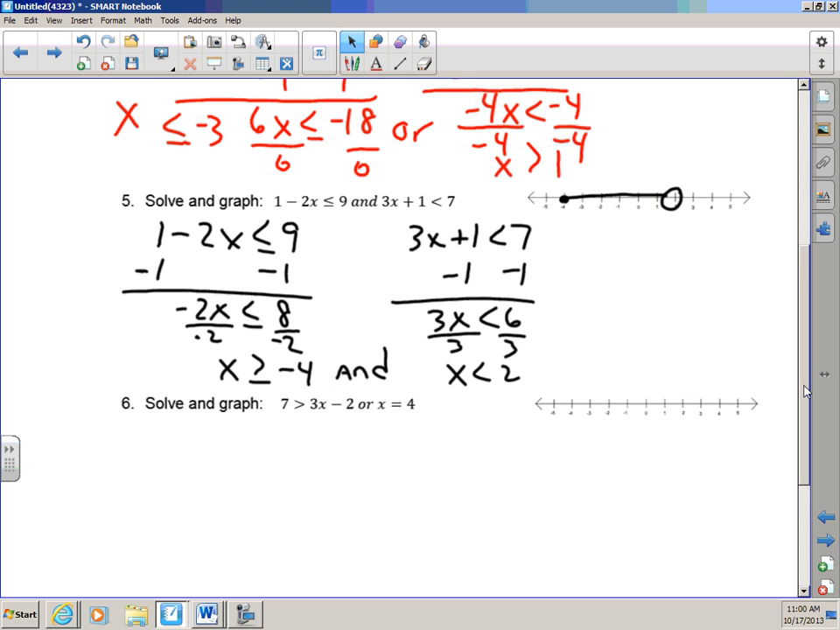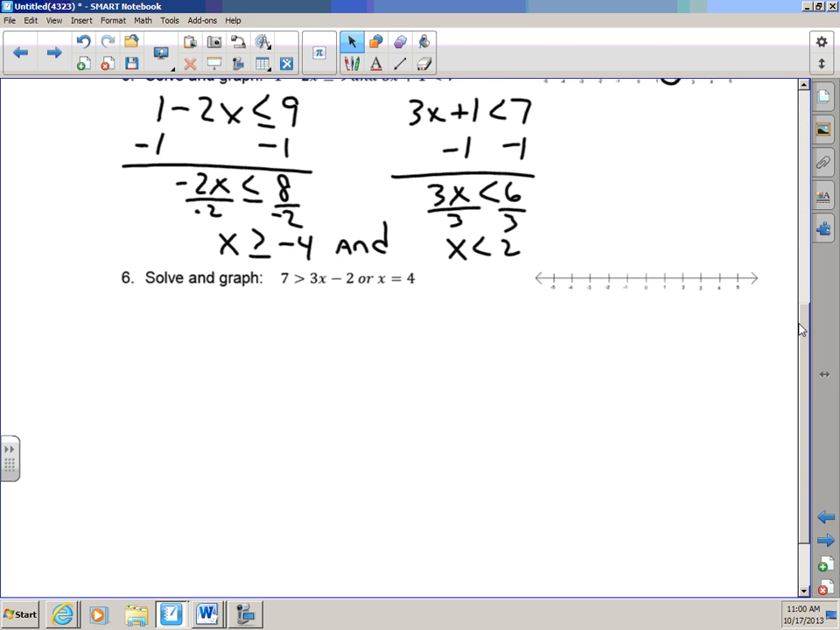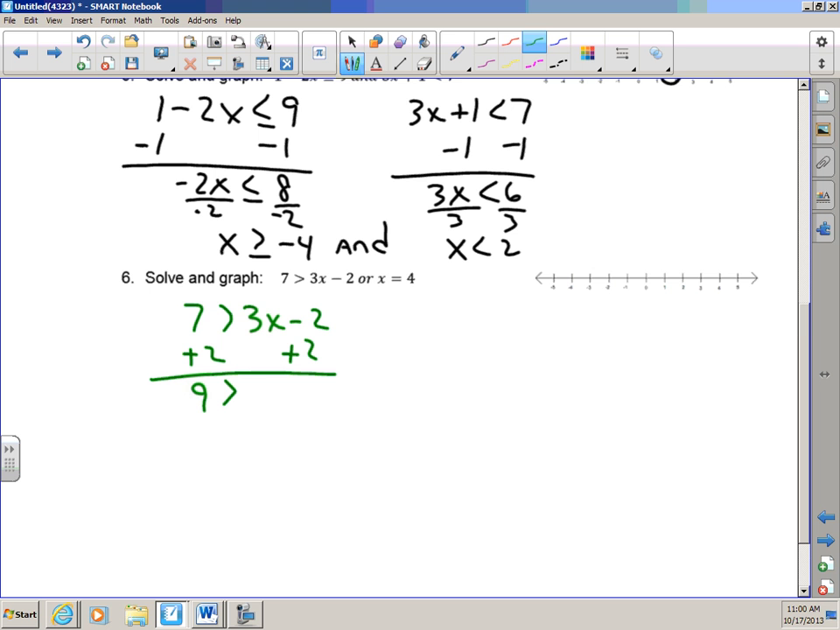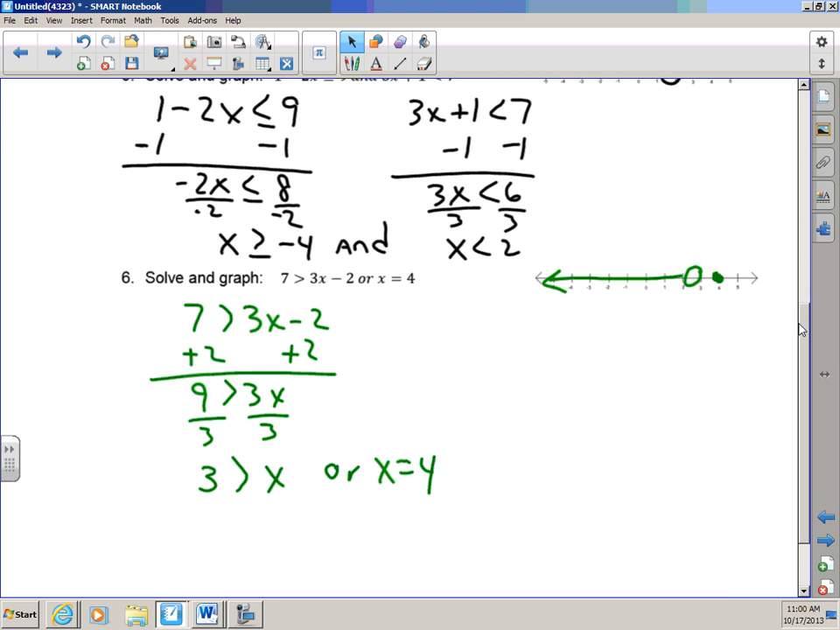And then the final example, scroll down. 7 is greater than 3x minus 2. Add 2. 9 is greater than 3x. And again, you want to read this as x is less than 3 or x equals 4. X being less than 3, I put an open circle over the 3. X equaling 4, I just put a circle over the 4.